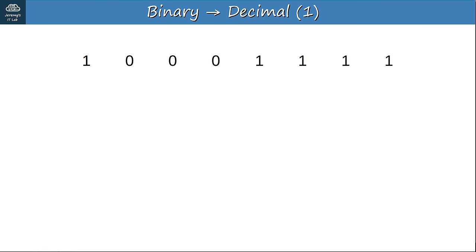Here's an example. We have a binary octet of 10001111. How can we go about converting this to decimal? First, I recommend writing the value of each binary digit over the binary numbers. You can start with 1 on the right, and then multiply by 2 for each digit as you move to the left. Or, if you prefer, start by writing 128 over the digit on the left, and divide by 2 as you move to the right.